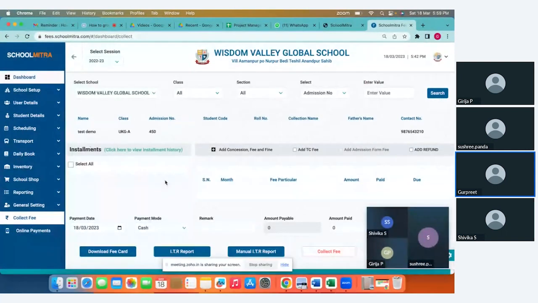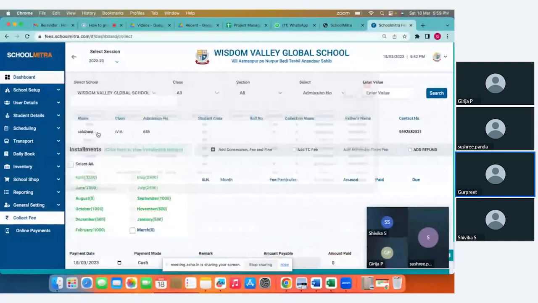All his installments can be viewed over here. So let me click on the name, say. See, for Siddhant, the entire installments come over here. Now we have kept very easy to understand color codes. Green means that specific month is cleared and the month gets blocked. You cannot collect any fees any further for that month. Blue means you have not even paid a single amount.